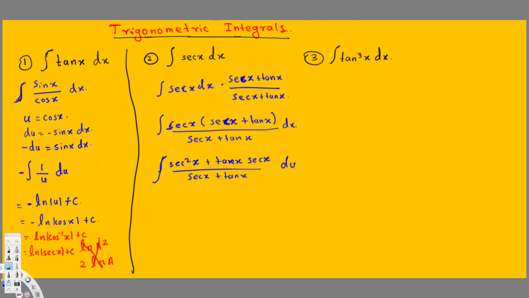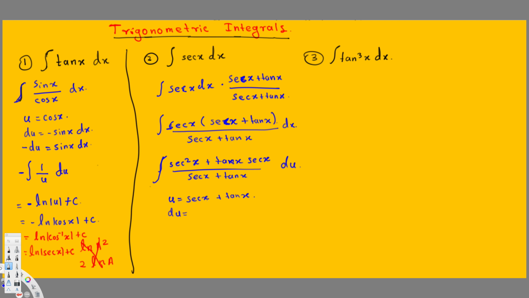So here, if you notice, we can take the u substitution because the derivative is on top. So let's take the u, the denominator is our u, so sec x plus tan x, and the derivative of this one is, the derivative of sec x is tan squared x.